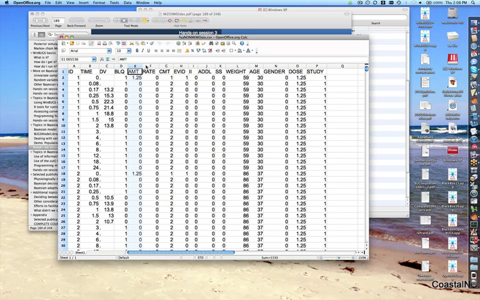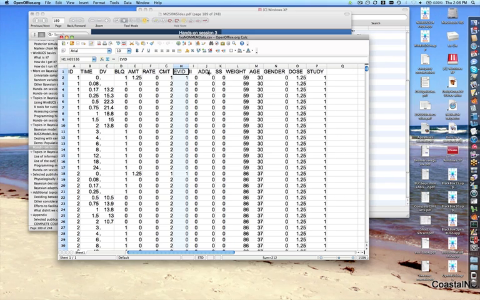Then we've got our dosing events here under amount. The rates in this case are all 0. CMT is 1 for dosing events going into the absorption compartment, and 2 for all of our observation events. EVID is going to be 1 for dosing events, 0 for observation events.